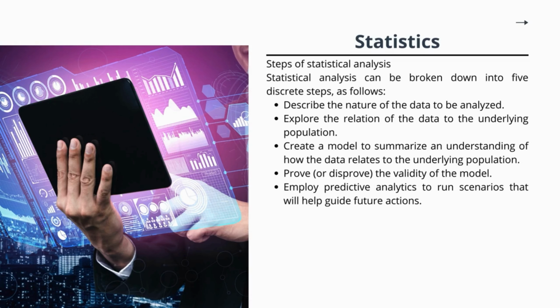Steps of statistical analysis. Statistical analysis can be broken down into 5 discrete steps, as follows. Describe the nature of the data to be analyzed. Explore the relation of the data to the underlying population. Create a model to summarize an understanding of how the data relates to the underlying population. Prove, or disprove, the validity of the model. Employ predictive analytics to run scenarios that will help guide future actions.